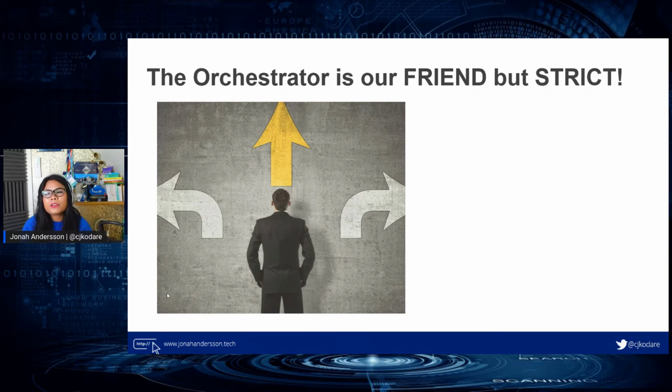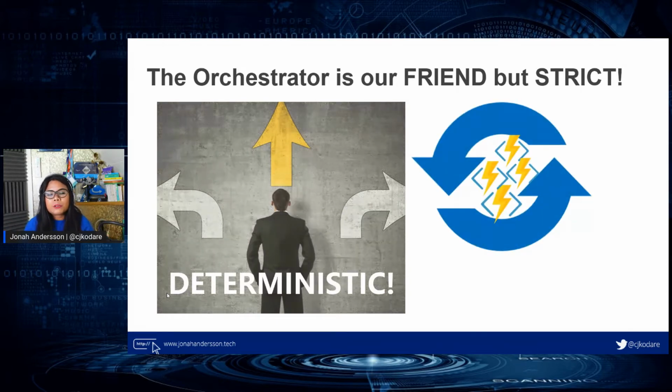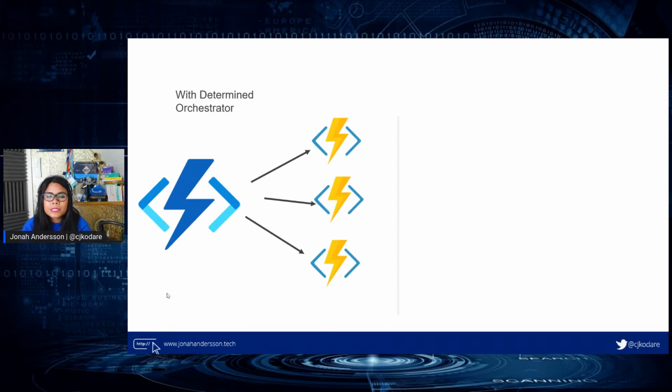So the orchestrator is our friend in a way that it allows us to write stateful workflows. However, it is actually strict because it needs to be deterministic. It is deterministic in a way because it expects the same result all the time, and the entire workflow that you authored in your orchestrator function will be replayed. So there are certain things that need to be followed. So this is an example.